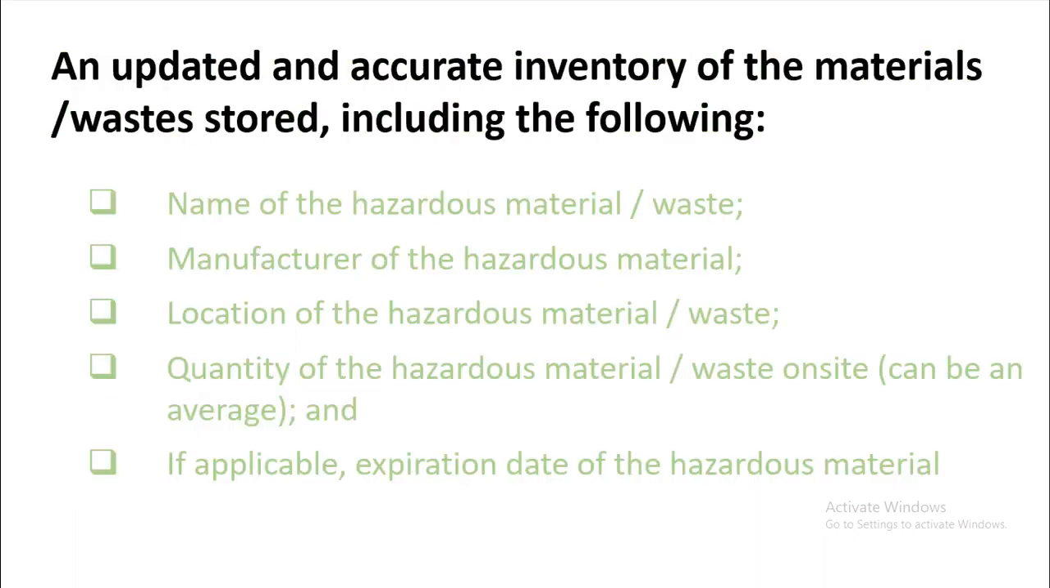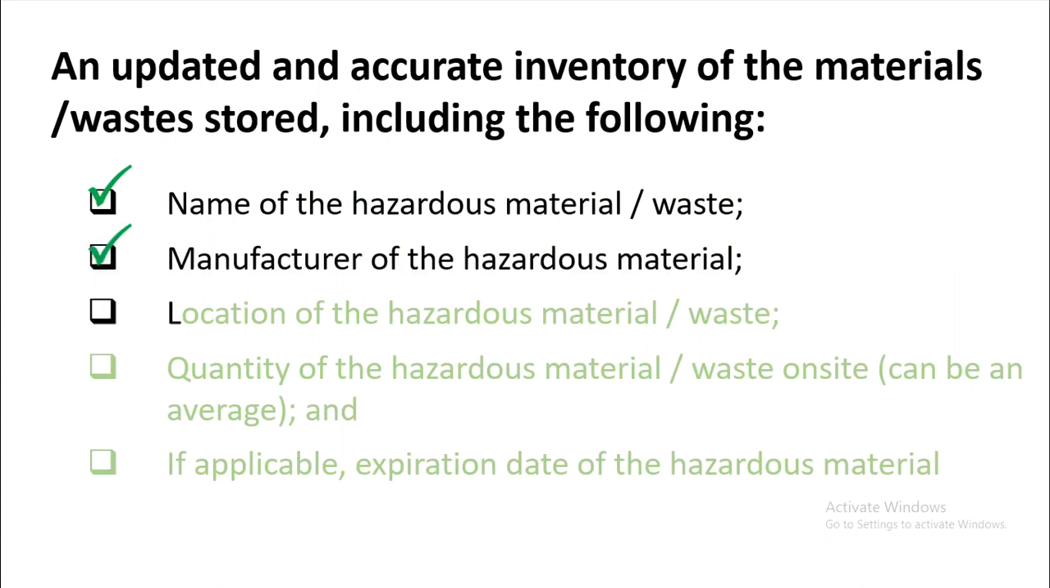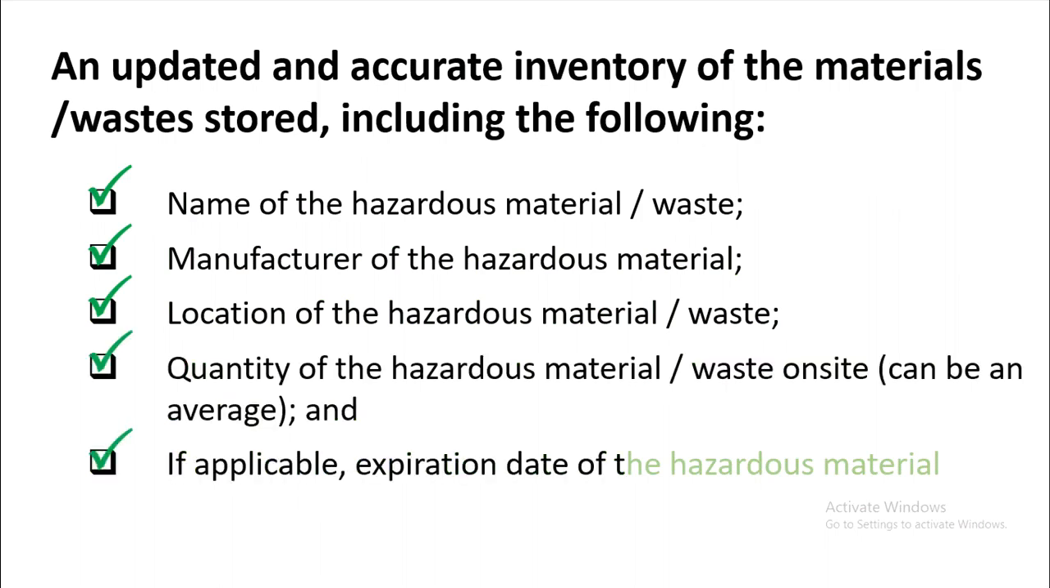An updated and accurate inventory of material and waste stored, including the following. So make sure that we have the inventory updated all the time: name of the hazardous materials and waste, manufacturers of the hazardous materials, location of the hazardous materials and waste, quantity of hazardous materials and waste on site, expiration date. So why is the expiration date very important? Because at least we know when our materials will expire, then you can issue first those materials that are near to expire, so that you can eliminate or prevent waste materials on the site.